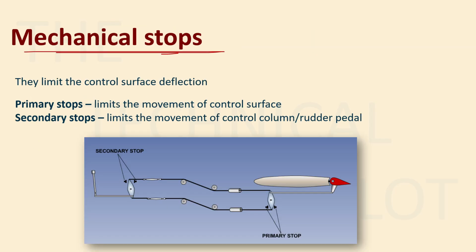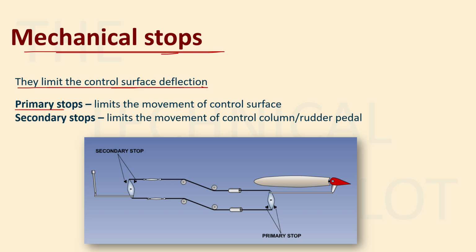Mechanical stops limit the control surface deflection. If you can see these little black colored obstacles or stops, these are your mechanical stops. They limit how much your control surface deflects, right? And there has to be a limit, right? How much the control surface can deflect upwards and downward. This limit is set by your mechanical stops, and we have two sets of mechanical stops. So there are primary sets and secondary sets.